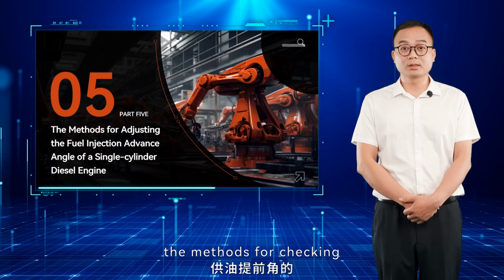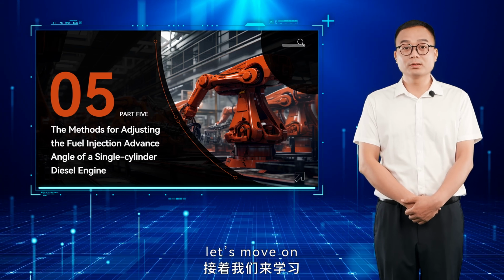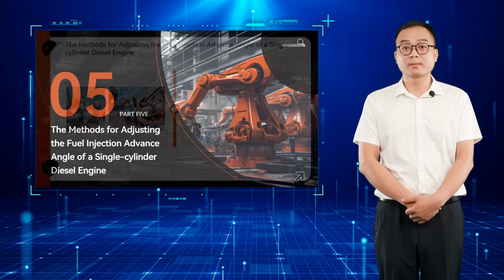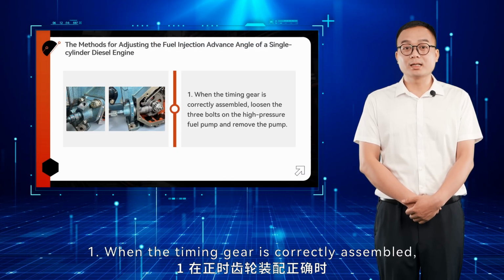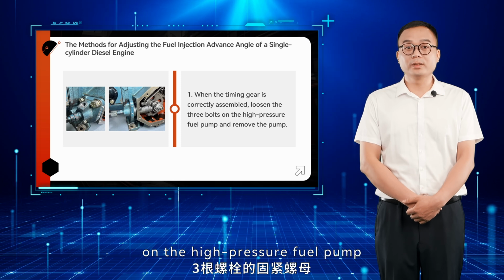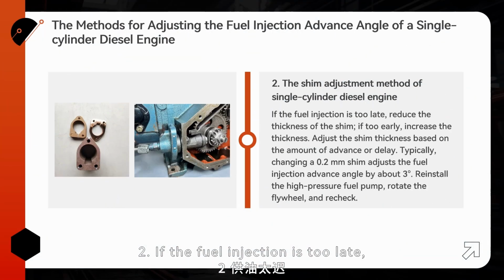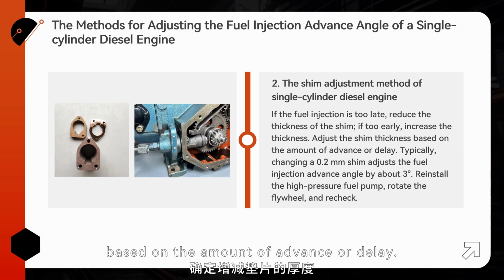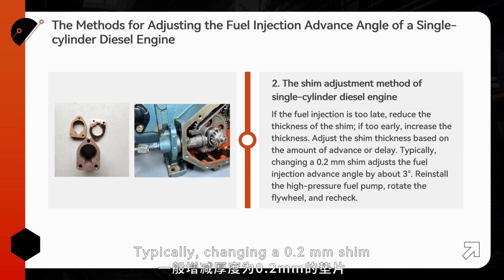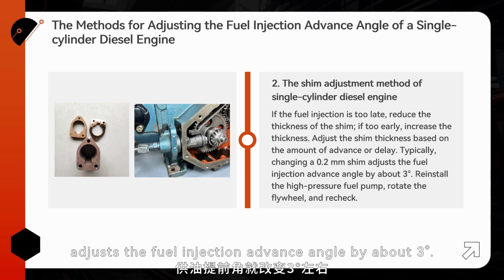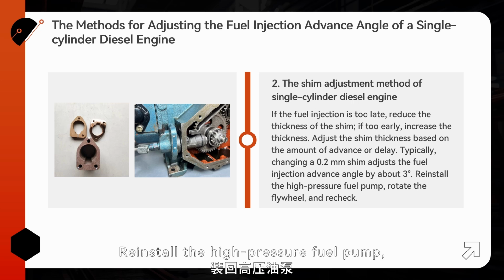Now that we have covered the methods for checking the fuel injection advance angle, let's move on to the adjustment methods. 1. When the timing gear is correctly assembled, loosen the 3 bolts on the high-pressure fuel pump and remove the pump. 2. If the fuel injection is too late, reduce the thickness of the shim. If too early, increase the thickness. Adjust the shim thickness based on the amount of advance or delay. Typically, changing a 0.2 mm shim adjusts the fuel injection advance angle by about 3 degrees. Reinstall the high-pressure fuel pump, rotate the flywheel, and recheck.